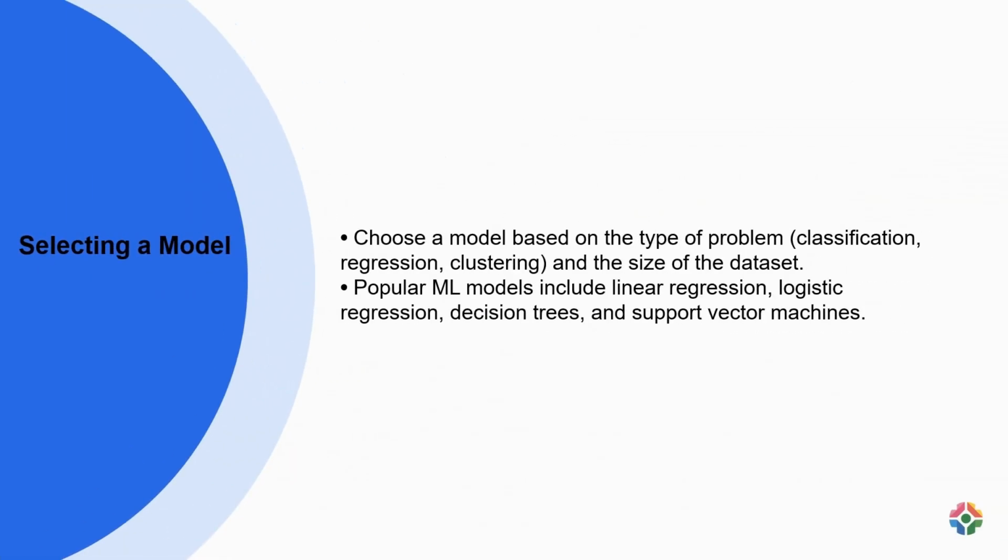To select an appropriate machine learning model, first identify the problem type: classification, regression, clustering. For example, use a classification model for predicting discrete categories like fraudulent or non-fraudulent transactions. Consider the dataset size. For small datasets, simpler models like logistic regression may suffice, while larger datasets benefit from more complex models like support vector machines.